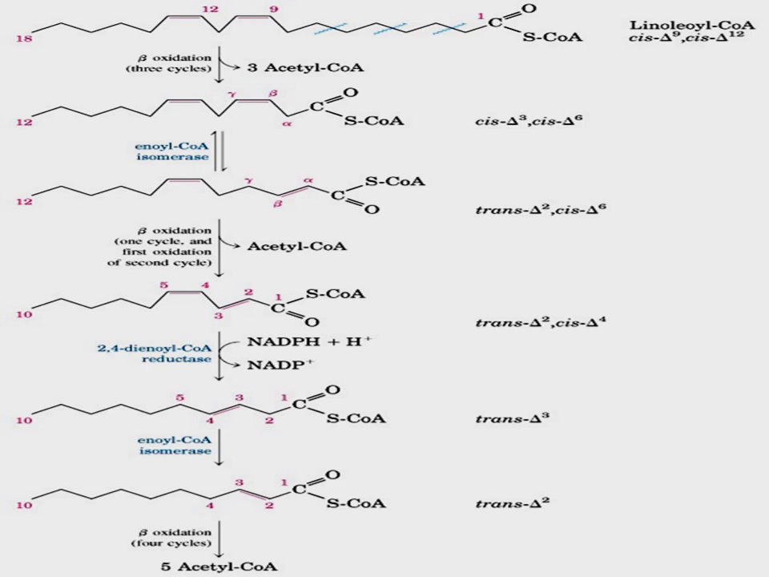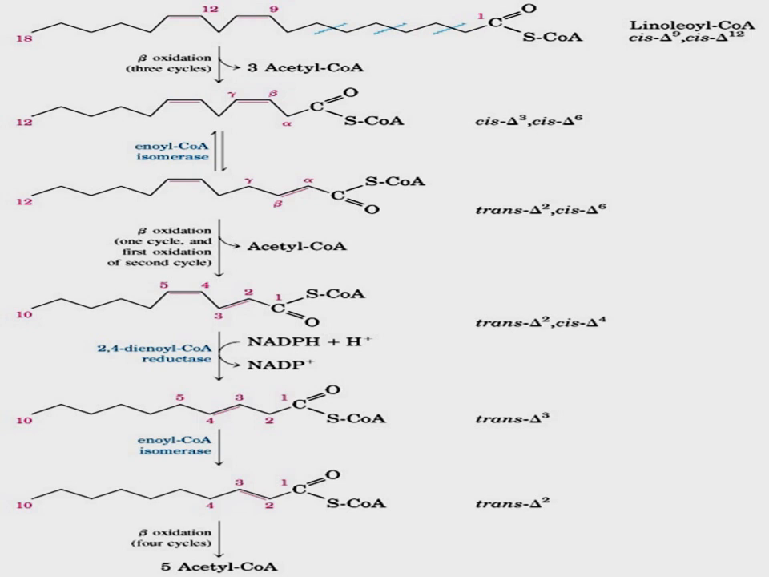This enzyme shifts the double bond between the 3rd and 4th carbon atom to the 2nd and 3rd carbon atom, and the cis double bond is getting converted into trans configuration. So this product now enters beta oxidation and releases acetyl coenzyme A.